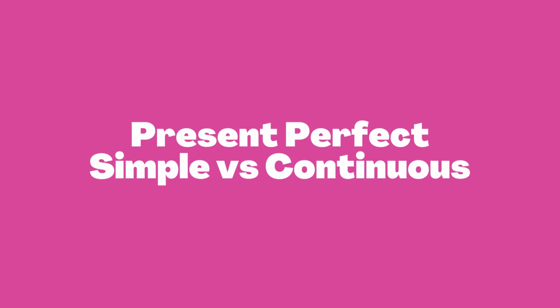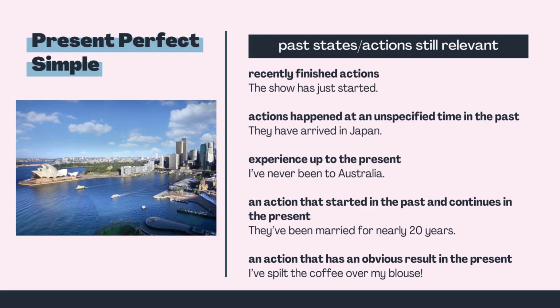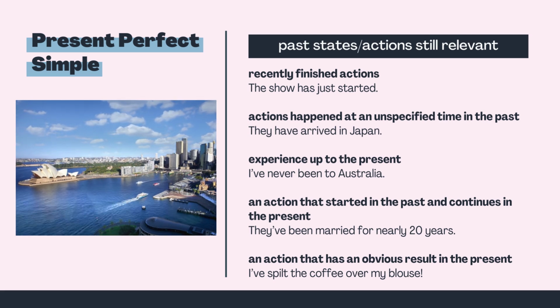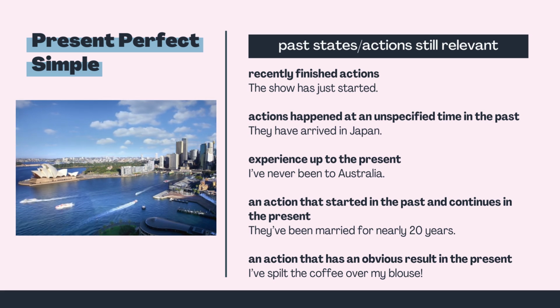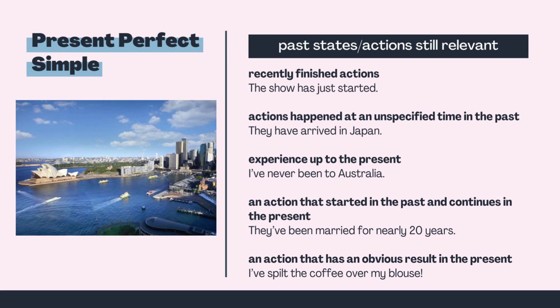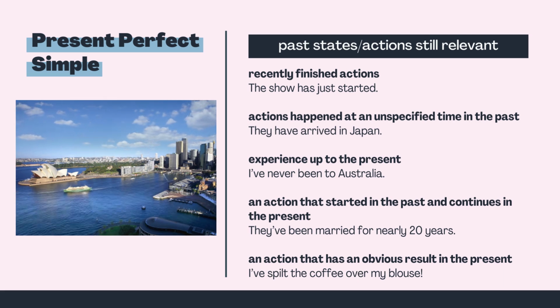Let's continue with the present perfect simple and the present perfect continuous tenses. The present perfect simple is used to talk about recently finished actions. The show has just started. To describe actions that happened at an unspecified time in the past: they have arrived in Japan. To talk about an experience up to the present: I've never been to Australia.